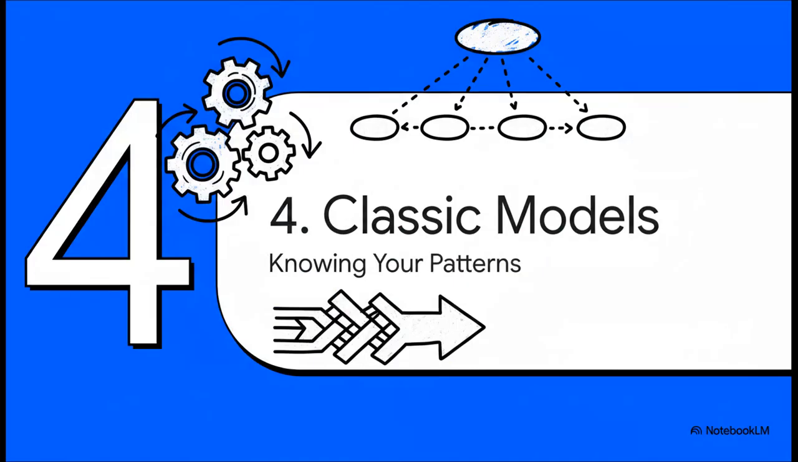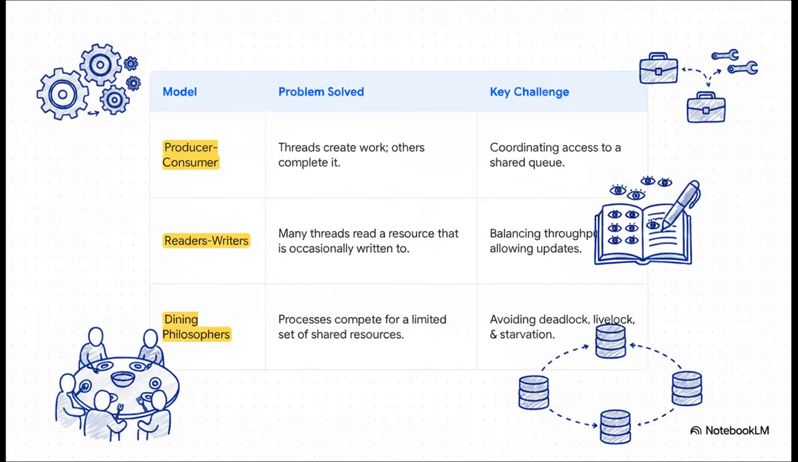Now the good news is, you're not the first developer to fight these battles. A lot of concurrency challenges actually fall into these well-understood patterns, or what we call execution models. And if you know them, you can spot and solve problems way faster. Here are three of the big ones.